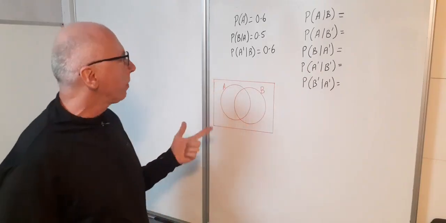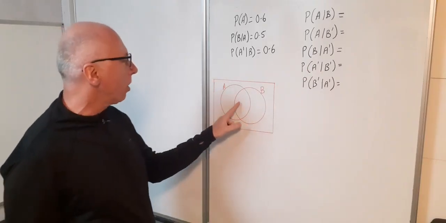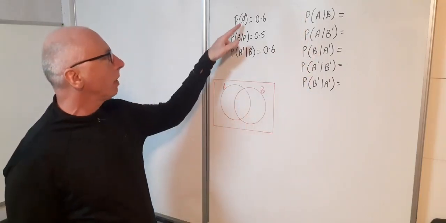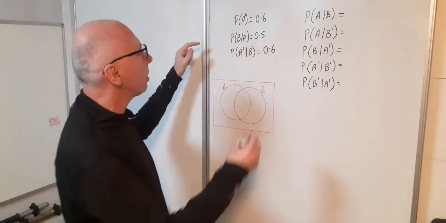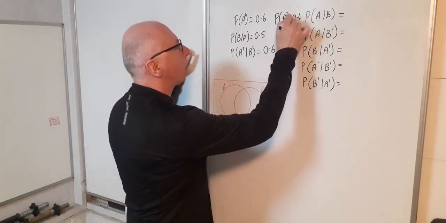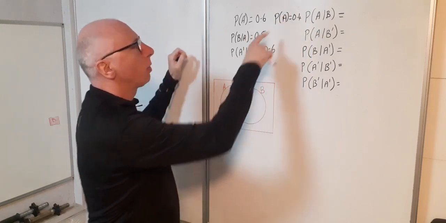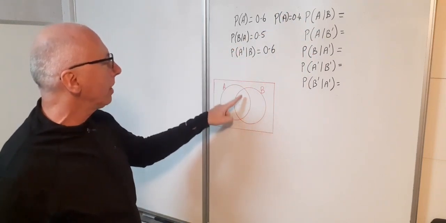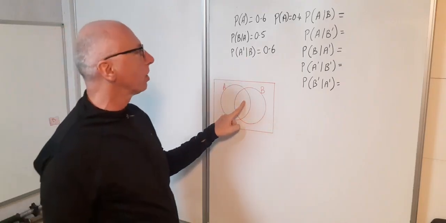So first of all we need to find some stuff out about this Venn diagram and then we can try and get these answers. So the probability of not A is 0.6. So we know the probability of A is going to be 0.4. So it's 1 minus that will always give us that. And we're given that and we're given that. But ideally we want to try and find this intersection.